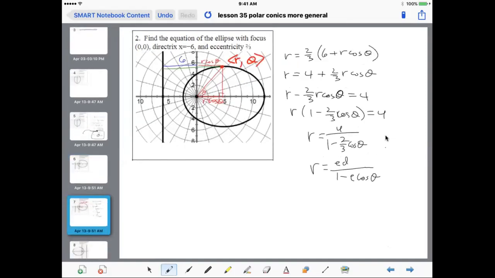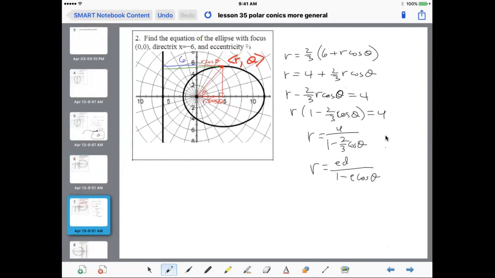For number 2, see, I put r theta into the quadrant 1. There was a lot of room to do it there. But this time, I had to make a horizontal line segment from the point to the vertical directrix.